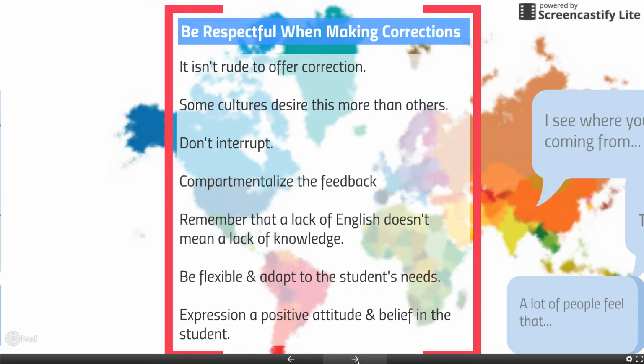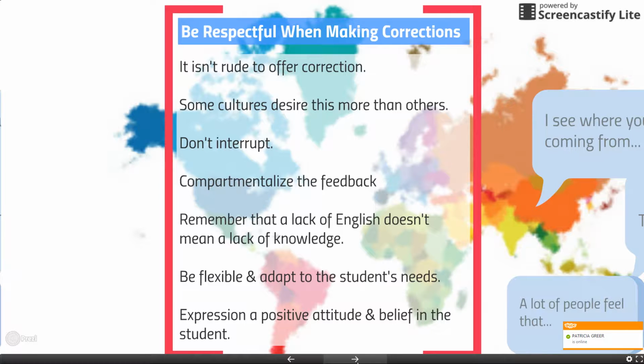Of course, we also want to be respectful when we are making corrections. It's not rude to offer correction, so we don't want to avoid this. Some cultures actually will give you a lower ES score if you don't make corrections. So we definitely want to make sure that we do offer corrections. But don't interrupt your students. Allow them the chance to talk, and then when you give them feedback, go ahead and compartmentalize that feedback.